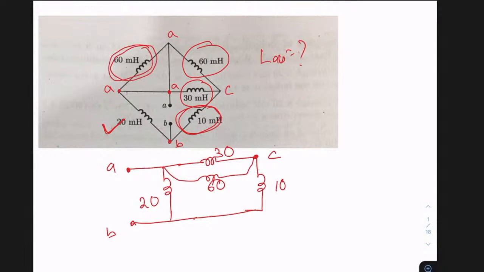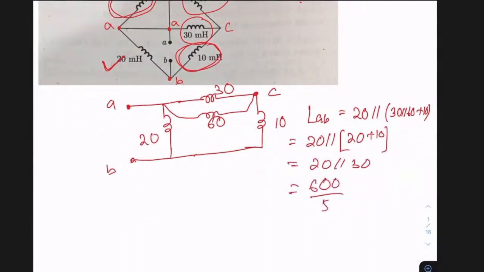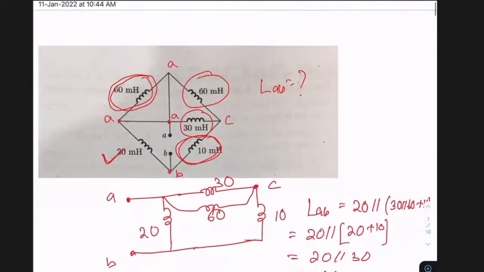Right. So what is your LAB? The simple logic is that if both points are shorted, the net inductance is 0 only, like the case of resistors. LAB in this case is 20 parallel with 30 parallel with 60, plus 10. 20 parallel with 30 parallel with 60 is 20 parallel with 30, which is 600 divided by 50, which is basically 12 millihenry, plus 10. So the LAB answer in this case is 12 millihenry.